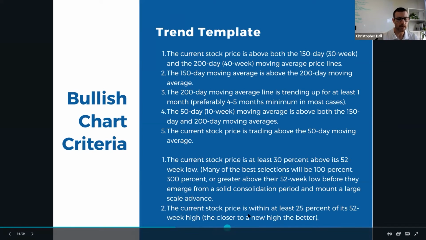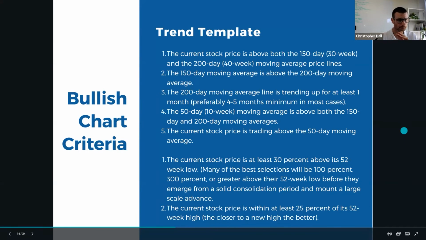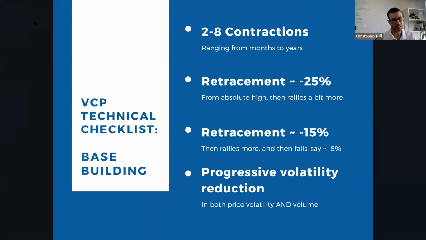The last point is the current stock price is within at least 25% of its 52-week high. The closer to the new high is the better. So if you have that massive run up, you then have a consolidation that's tightening as it's getting closer to that 52-week high and then breaking out. I don't want to see it rally and then really drop off. There are still VCPs that trade and profitable trades out of that, but this is the preference that Mark Minervini talks about. So we move over to the technical trading list.